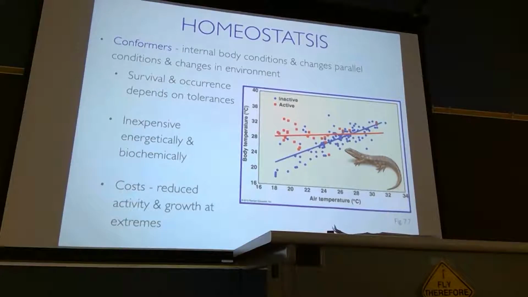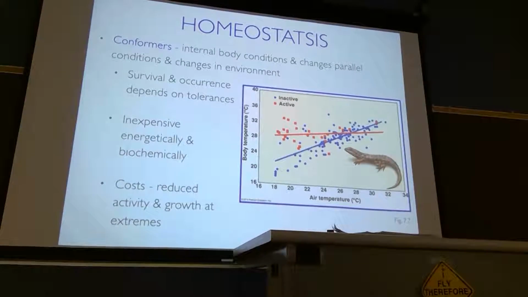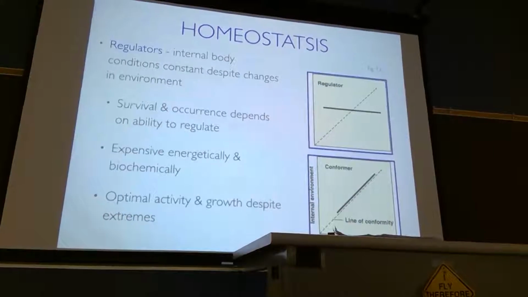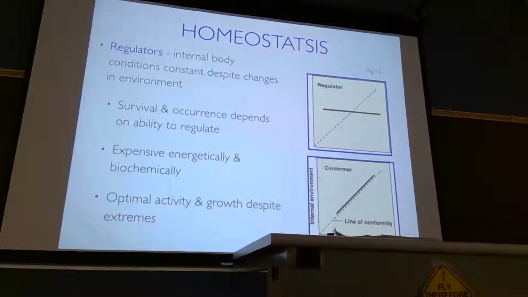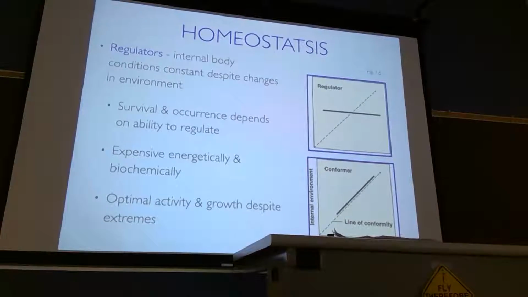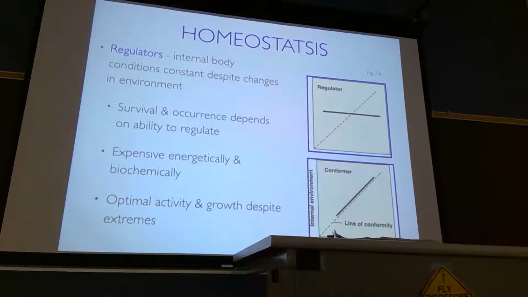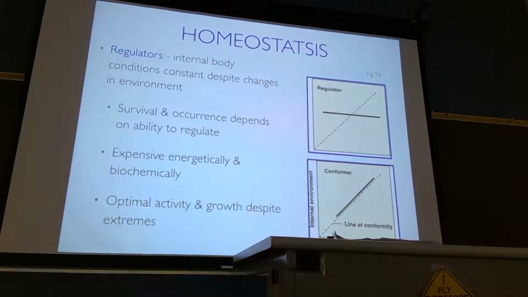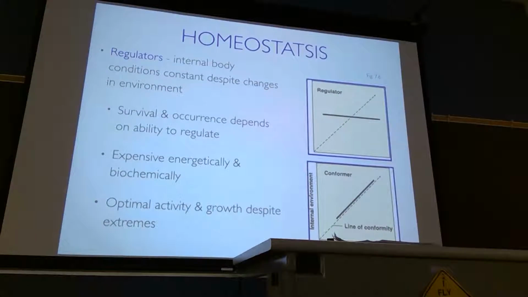It's like a shade-tolerant plant. You can do well in certain conditions, but you're going to do poorly in others. Okay, a regulator then is the flip side scenario. And a regulator is when your internal body conditions are constant despite changes in the environment. Okay, it can get hotter or colder outside, you will have the same body temperature. Okay, your body temperature will not change as your environment does.